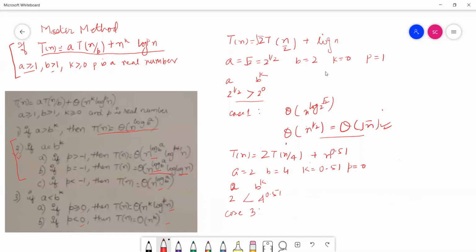So case 3, then we have to check P. P is greater than or equal to 0, so case A will apply. P is greater than or equal to 0, and again this is n to the power k log to the power P of n, so theta of n to the power k. So n to the power 0.5, and log to the power P of n, where the P value is 0. So log to the power 0 of n, that is equal to theta of n to the power 0.5. Now it's true. Okay.